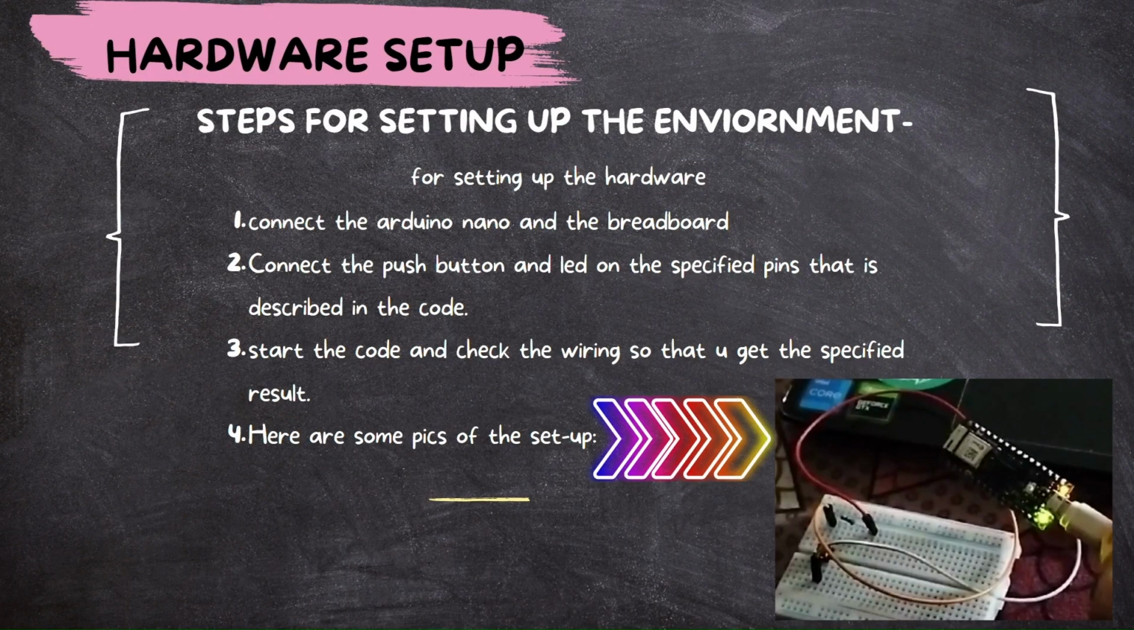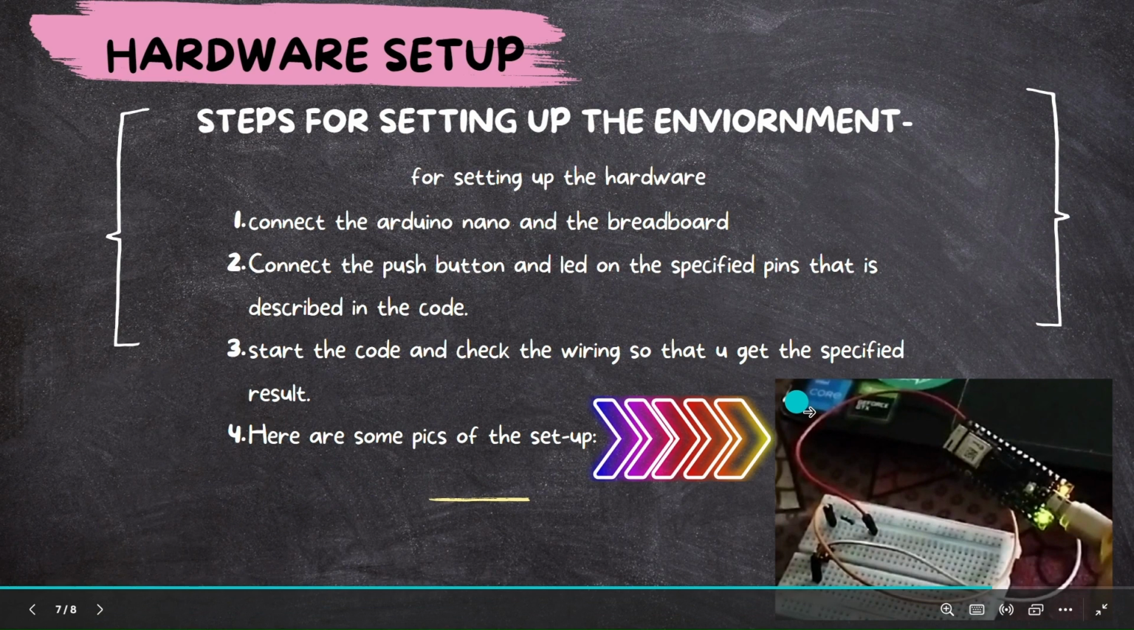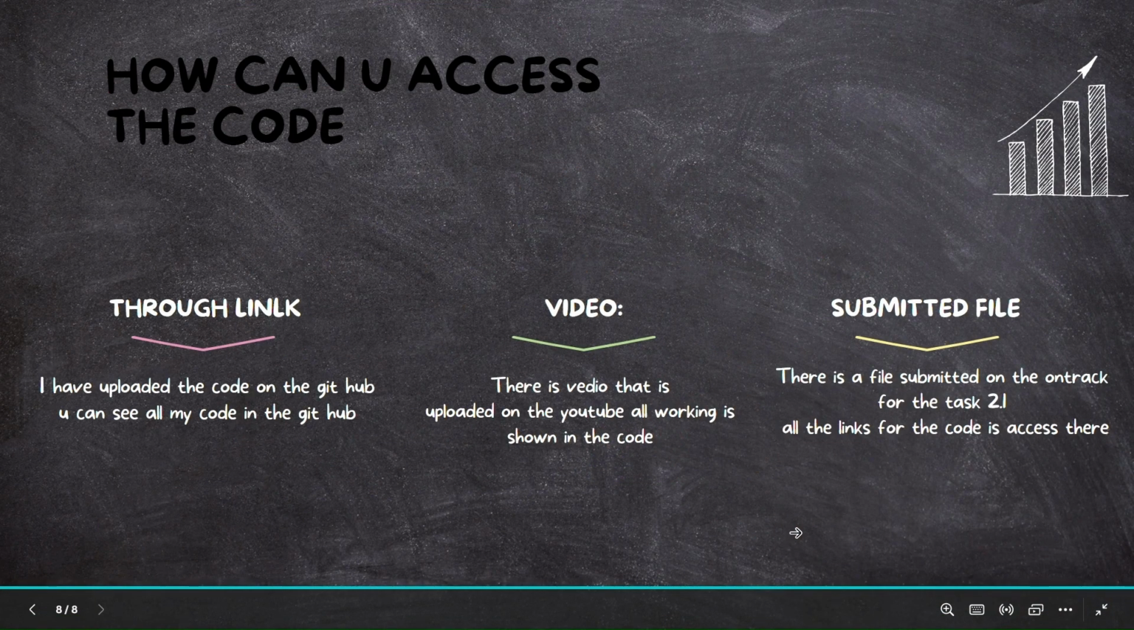Now, what are the steps for setting up the environment? Basically, you should have an Arduino Nano and the breadboard. Connect the push button. Basically, we use the push button so that our LED starts blinking through the Morse process. Now connect the push button and LED on the specified pins that are described in the code. Run the code and check the wiring so that you get the specified result. Here I have provided some pictures of my setup. It is basically a simple setup.